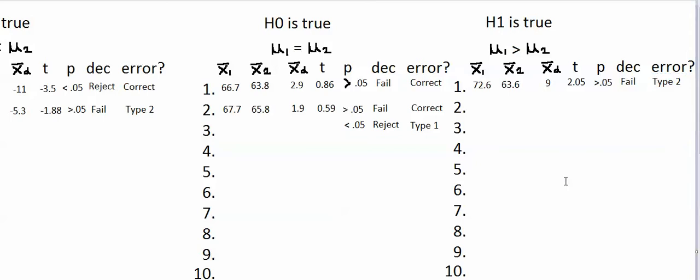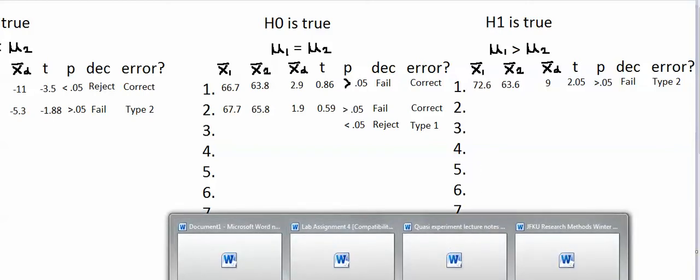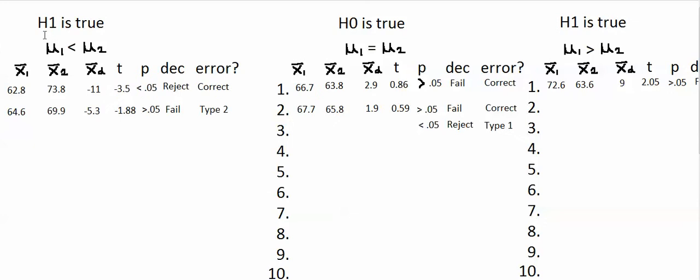So you'll continue with these. Couple more things. Up here, I wanted you to actually put what the population means are. So here, put 65. Here, put 75. So you can actually compare the population means to the sample means. Here, put 65 and 65. Here, put 75 and 65.